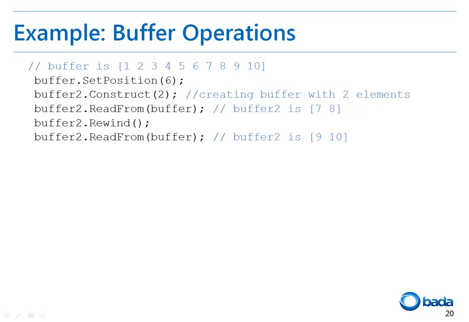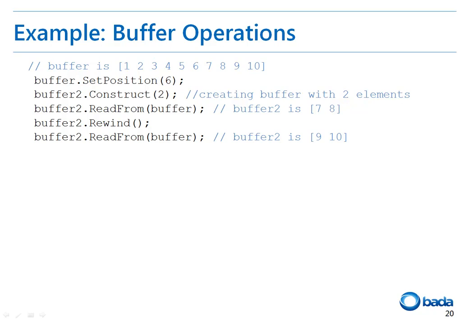Then if I read the data from the buffer to buffer 2, since the position of the buffer is set to 6, the 2 elements after the 6th element will be read. After this operation, 7 and 8 will be in buffer 2. If I rewind the buffer and read it again, 9 and 10 will be added to buffer 2. So as you can see, you can conveniently use the buffer to record and read data in an array sequentially.